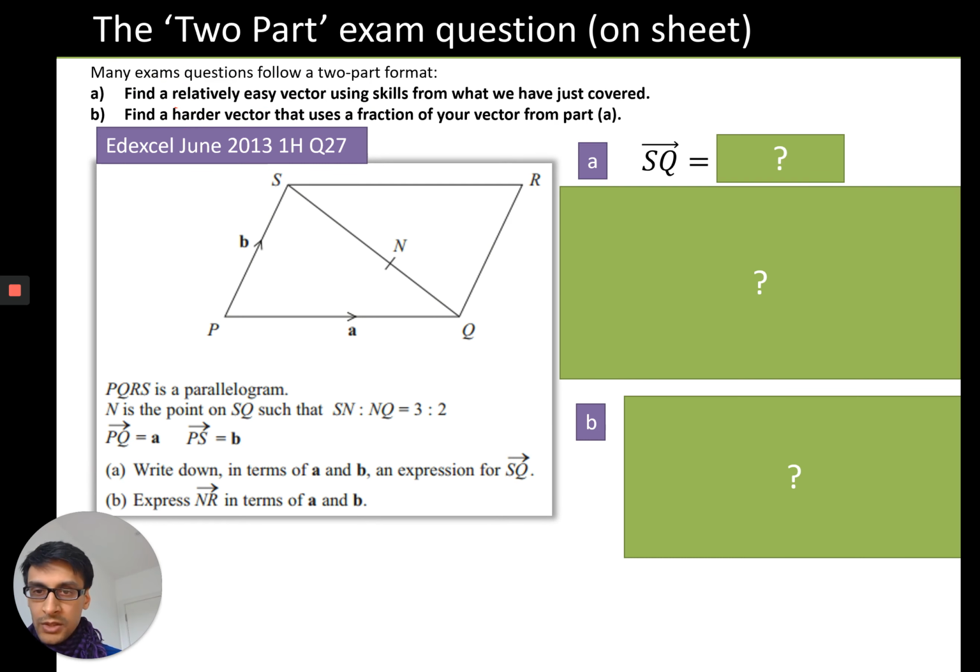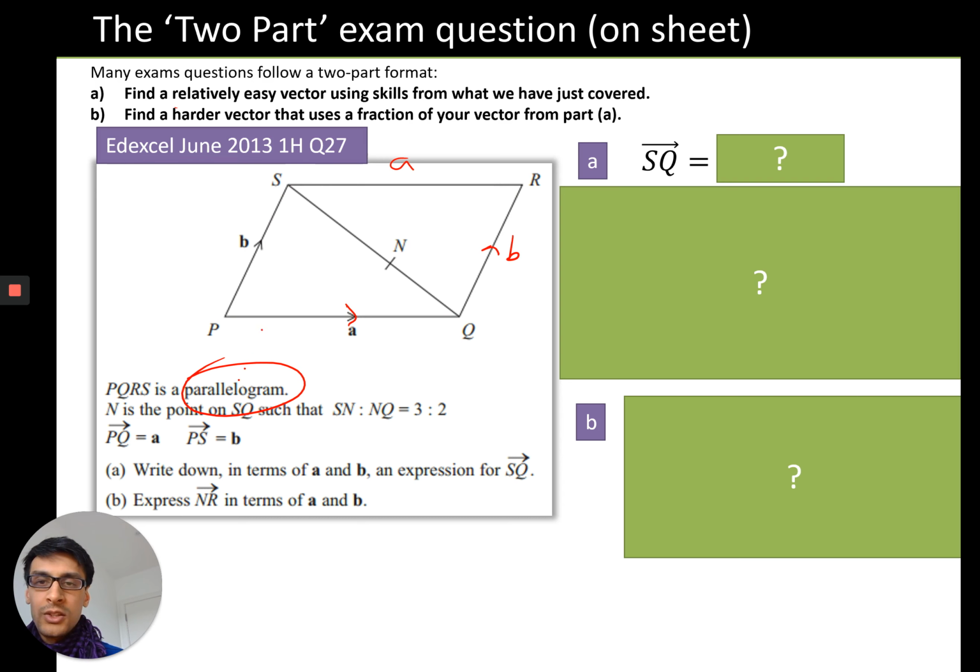So let's take a moment to read it. PQRS is a parallelogram. So automatically, if you remember back to the hexagon that we did, if that's a, which you're told it is, then that must also be a, because it's a parallelogram. And then you're told this is b, so that must mean that that's also b.